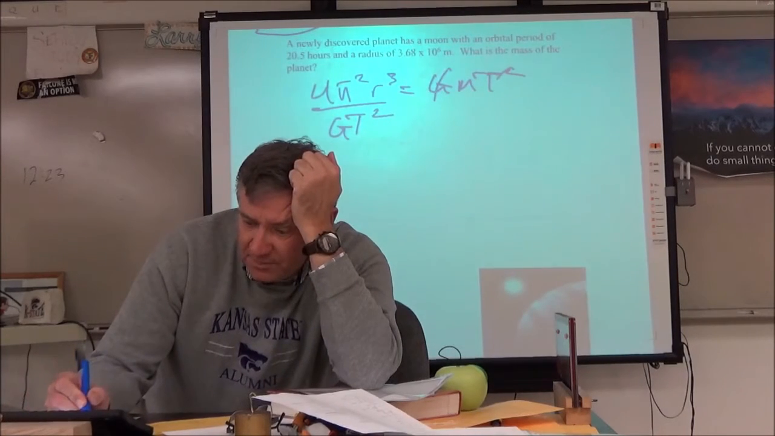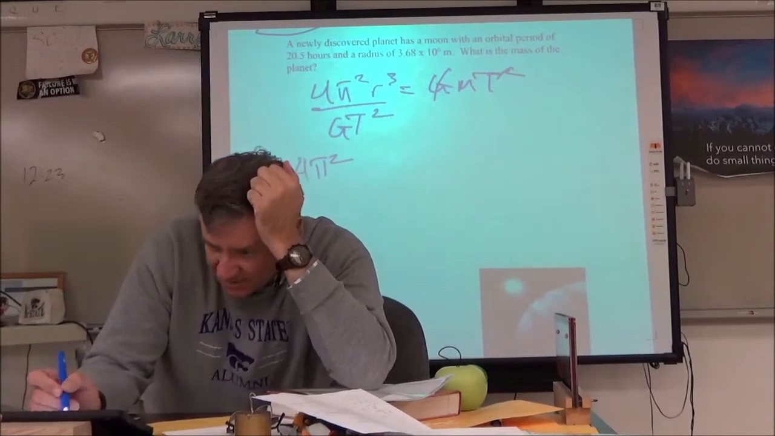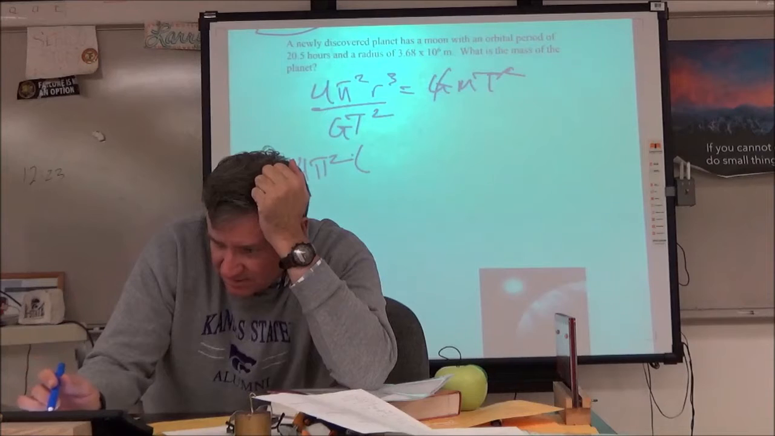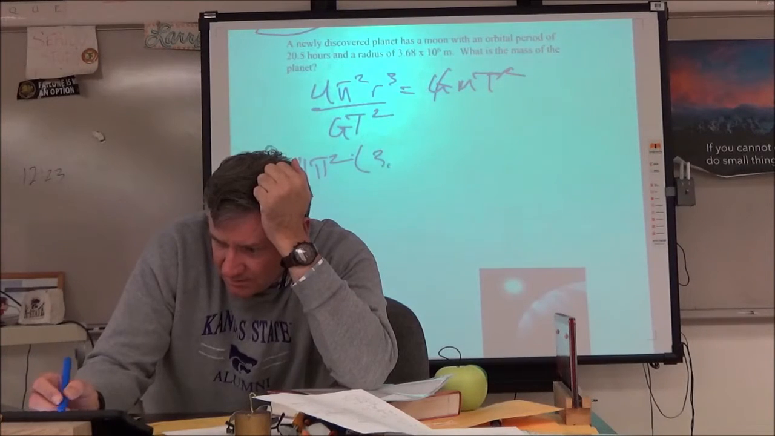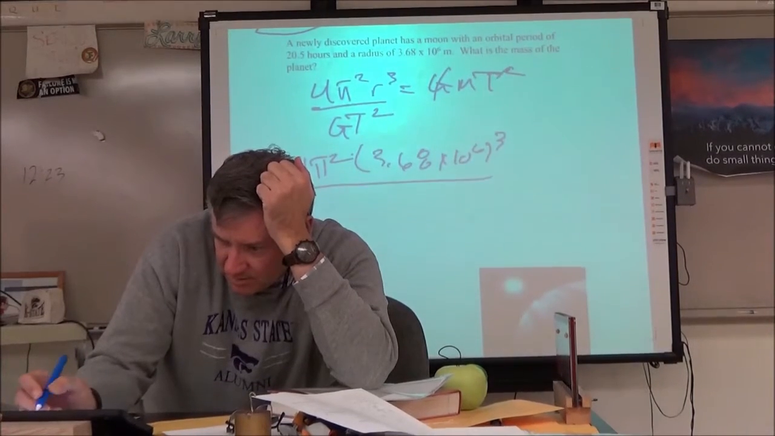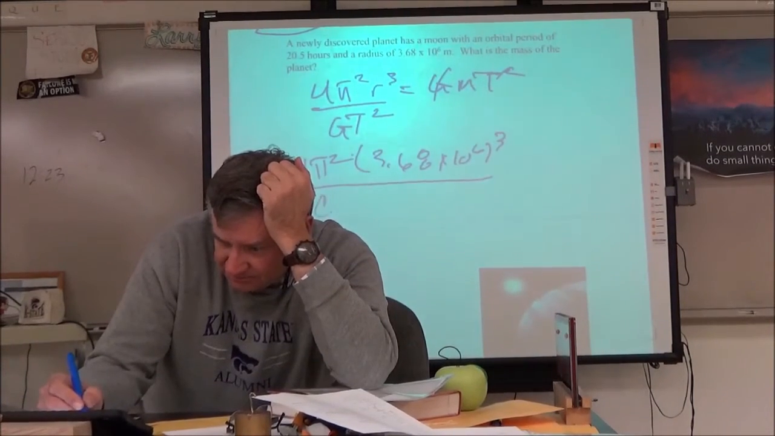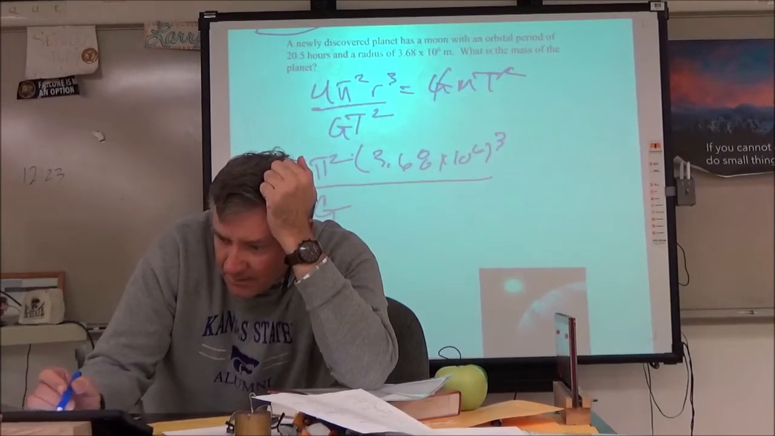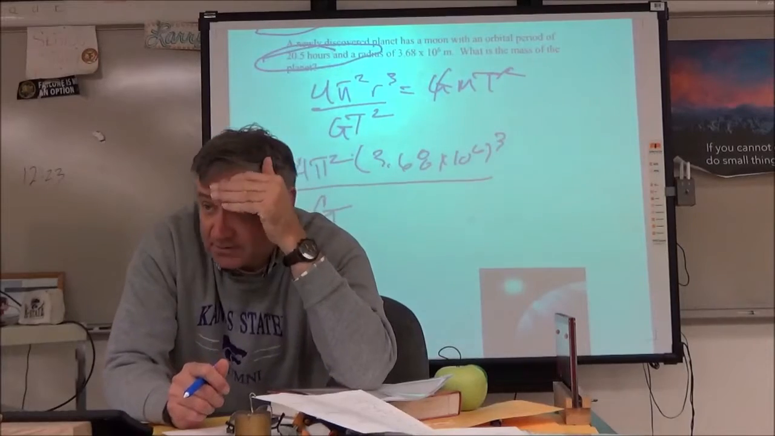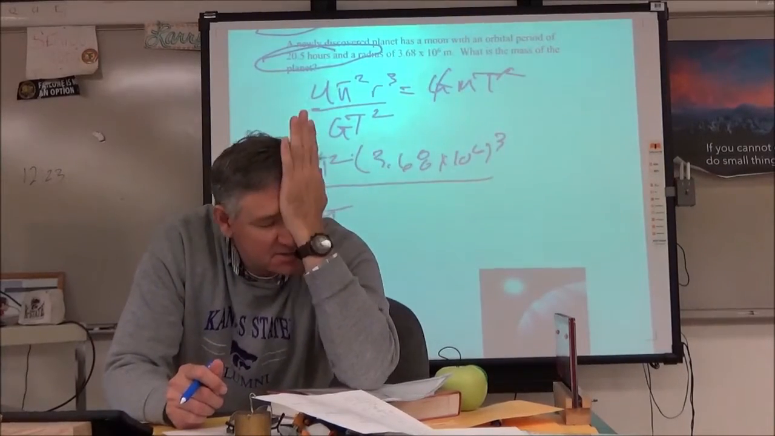So I got 4 pi squared. I've got my radius, 3.68 times 10 to the 6th meters cubed. And then I've got big G. Now, what am I going to have to do with those 20.5 hours? Change it into seconds.